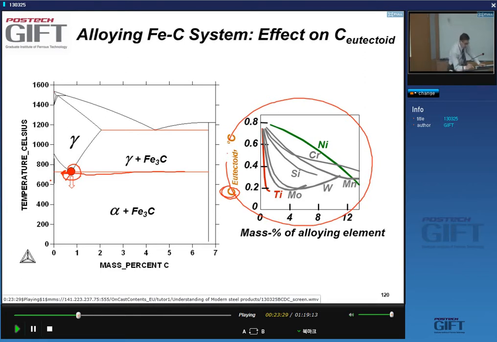What does this mean? For instance, if you want a microstructure that consists fully of perlite, you need 0.8% of carbon. However, if you add 1 or 2% of chromium, the carbon content at which you can get a fully perlitic microstructure is reduced to 0.6, 0.7. And remember, the perlite is the hard phase we have in carbon manganese steels. So it allows you to have less carbon and still have strength by adding an alloying element.